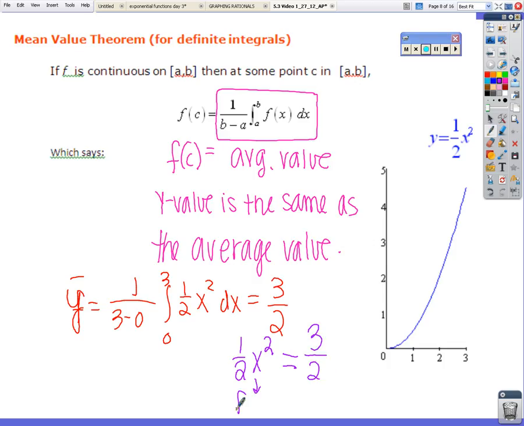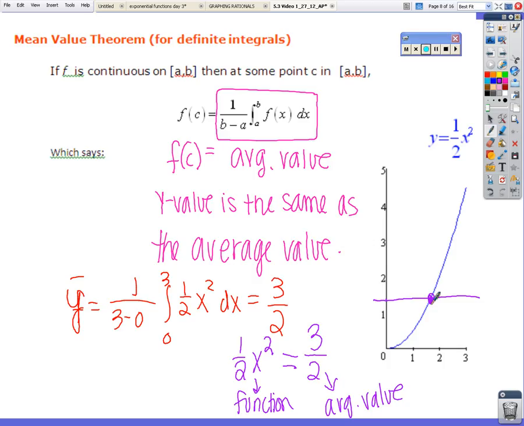So this is the function, this is the average value, and they will be equal somewhere on the interval. It means that you're guaranteed once, but it could happen more than once. So if you look here, on my interval from 0 to 3, here's my 3/2, and obviously the intersection happens here. So how would I find that intersection?